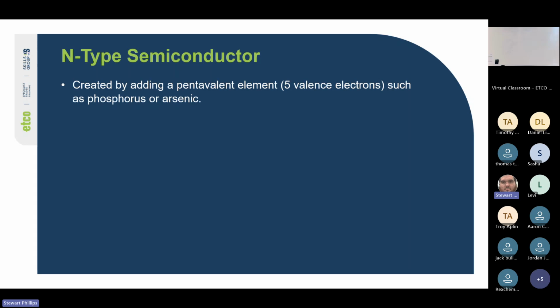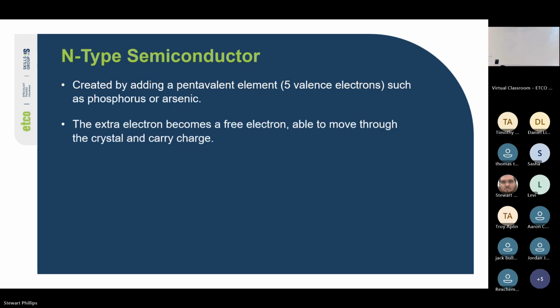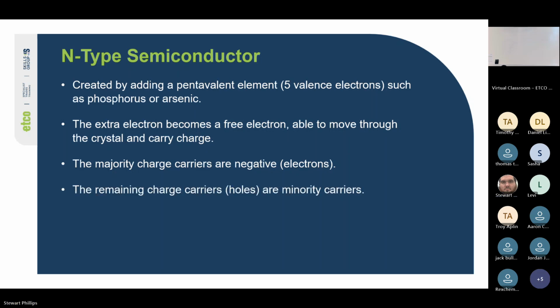So it has one more electron. It's a fancy term, but basically it's an element with 5 electrons, such as phosphorus or arsenic. So the extra electron becomes a free electron able to move through the crystal and carry a charge. The majority charge carriers are negative electrons. The remaining charge carriers, holes, are minority carriers.